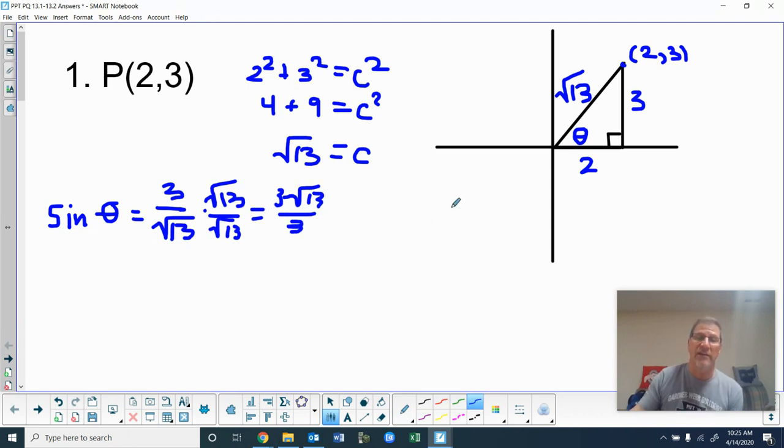And some of you are forgetting the other 3. So I always do the reciprocals right away. The reciprocal of sine is cosecant, CSC of theta. Just flip that original fraction, so it's square root of 13 over 3.